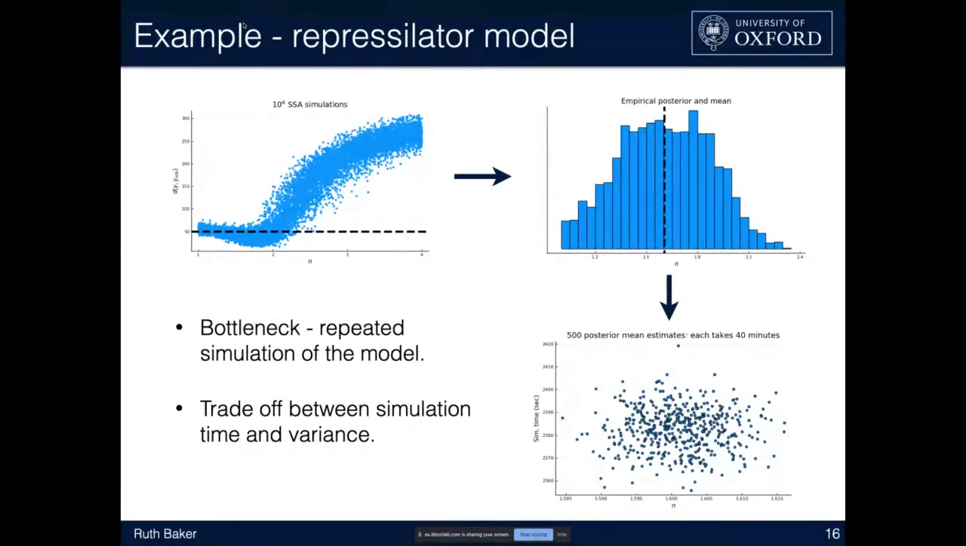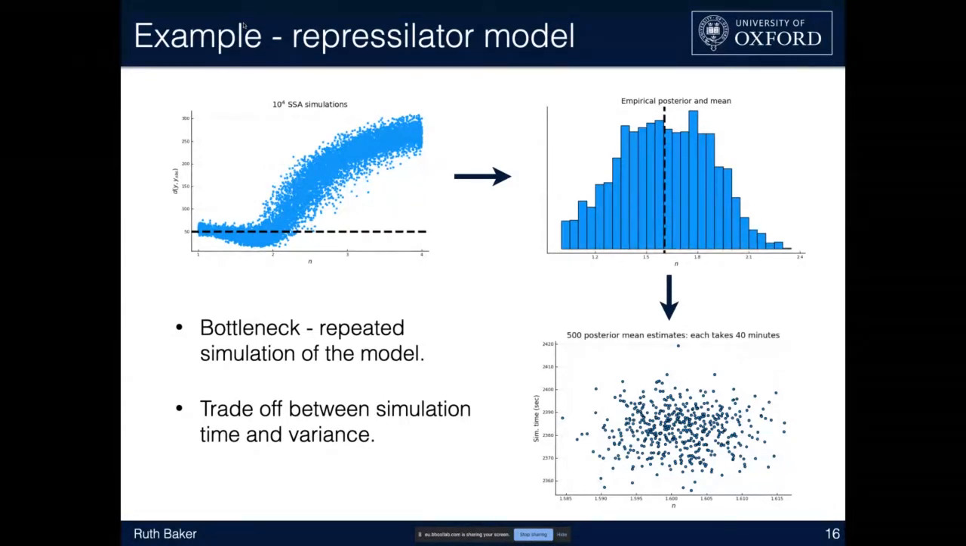The bottleneck is really repeated simulation of the model, and you can see that there's a trade-off, obviously, between simulation time and the variance of any estimates that you get out. And I should highlight that this is really where the problems lie, because for all of the practical problems that we're interested in, we're not just going to estimate one parameter. And to generate one of those posterior distributions probably takes much longer than 40 minutes because the simulations themselves are fairly complicated.